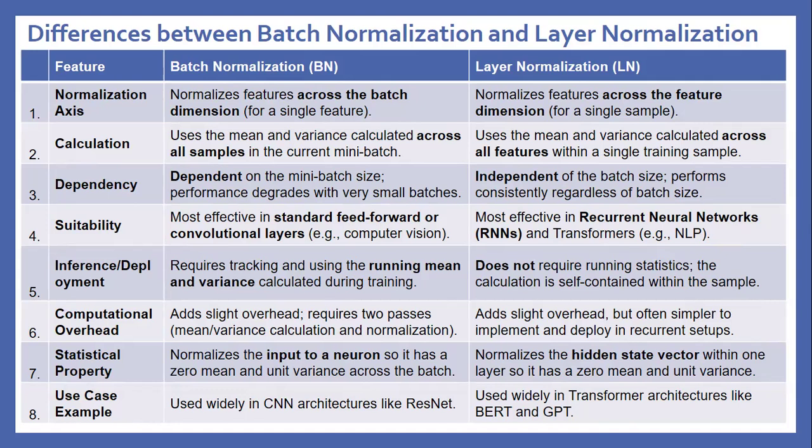Statistical property: batch normalization normalizes the input to neurons so it has a zero mean and unit variance across the batch. Layer normalization normalizes the hidden state vector within one layer so it has a zero mean and unit variance. Use case example: batch normalization is used widely in CNN architectures like ResNet. Layer normalization is used widely in transformer architectures like BERT and GPT.